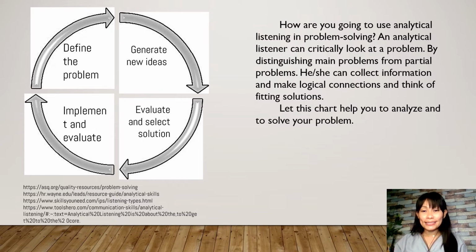An analytical listener can critically look at the problem. If we are an analytical listener, we will always critically look at the problem by distinguishing the main problems from partial problems. So we can collect information, make logical connections, and think of fitting solutions. So we have here a chart that could help us analyze to solve the problem. If you can see on the upper left, what is the first thing that we need to do?